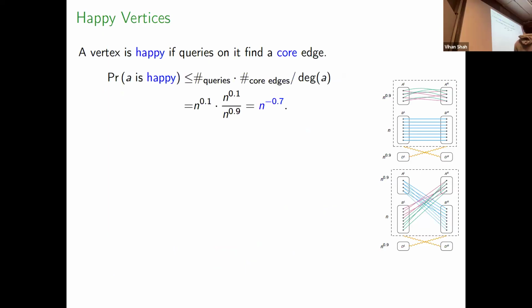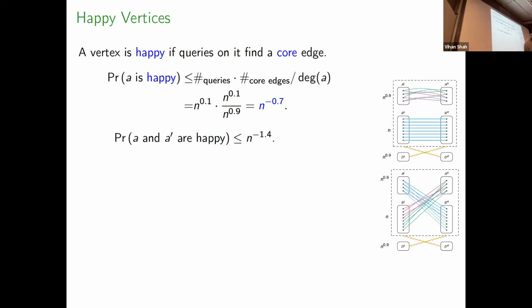So what is the probability this A over here is a happy vertex? I'm just union bounding over the number of queries I make. And the probability when you make one query, it's just the number of core edges divided by the degree. Right? So the number of core edges is just n to the 0.1 at most over here. And the degree is just n to the 0.9. Okay, by 2, but we don't care about constants. And union bound over just n to the 0.1 pairs. So the probability that a vertex is happy is very small.